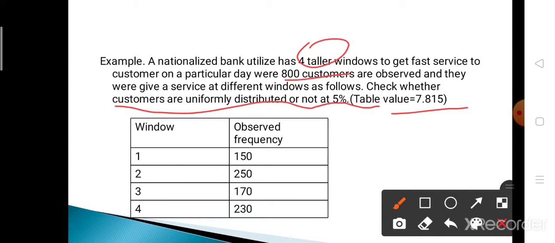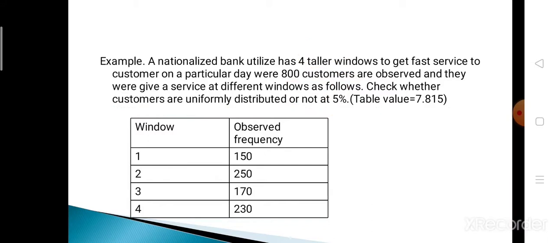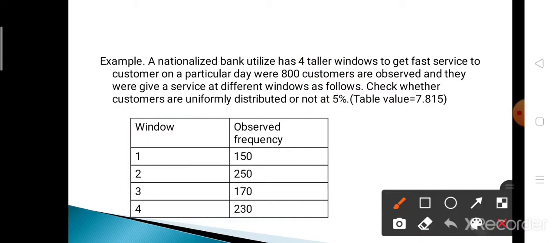Now the second step is the level of significance. The level of significance we are given is 5%. Now the third step is the test statistic and its calculation. So first we calculate the chi-square, that is the test statistic. So here we are given the observed frequencies, the customers.